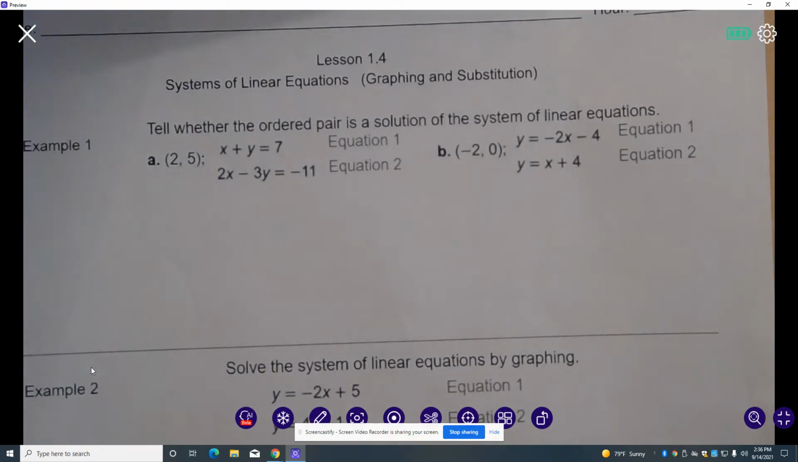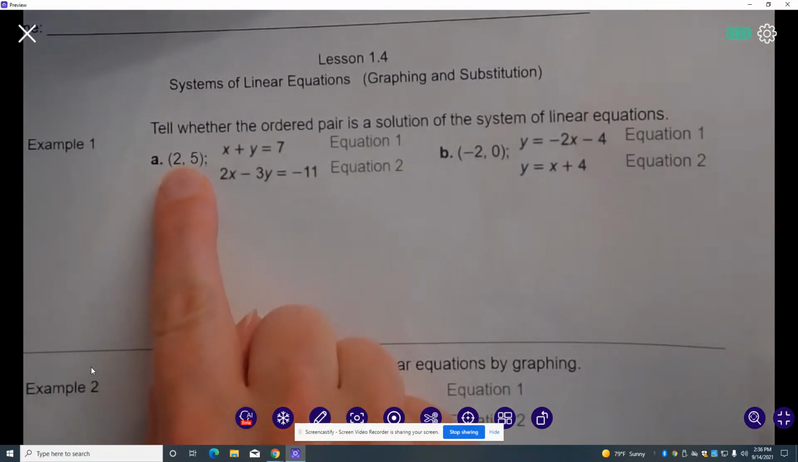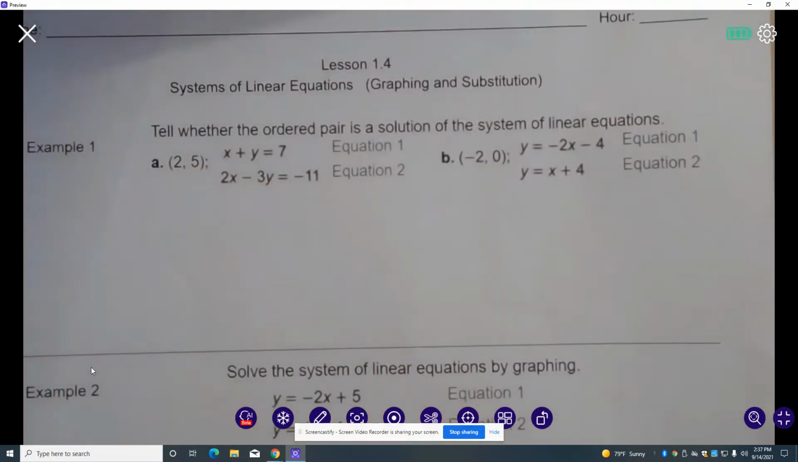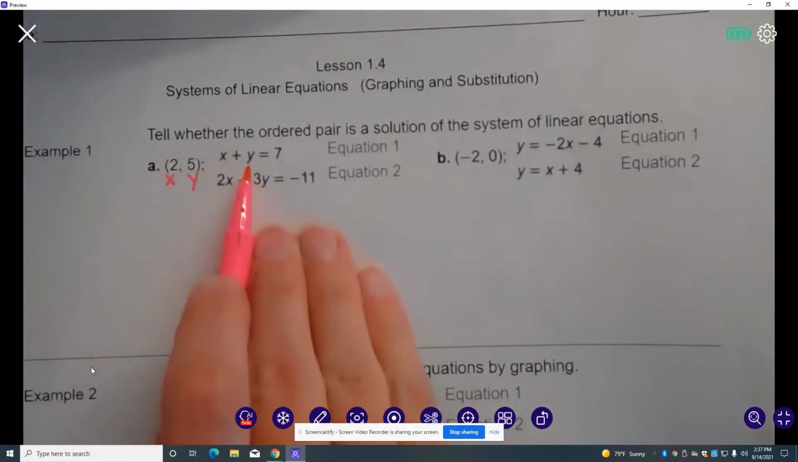Example 1 wants us to tell whether the ordered pair is a solution of the system of linear equations. Remember, for an ordered pair to be a solution, it has to make both equations true. So that's what we're going to do here. We're going to plug in our x and y values to see if it makes each equation true. So here's my x value, here's my y value. I'm going to substitute these in.